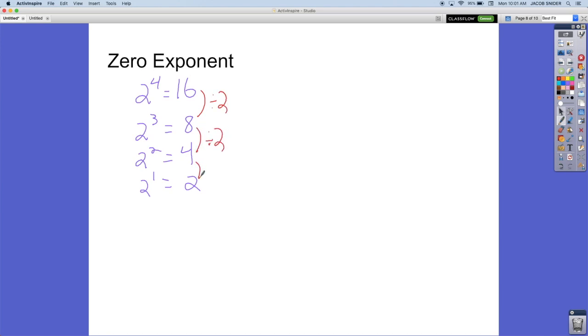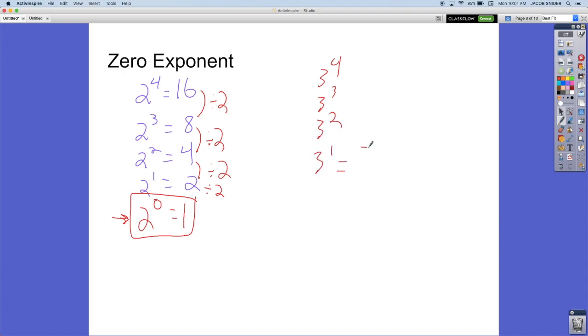So if I go one more, 2 to the 0 power, which is what I want here, if I divide 2 by 2, what does that leave me with? Leaves me with 1. Same thing with 3, okay? 3 to the 4th, 3 to the 3rd, 3 to the 2nd, 3 to the 1st, which is 3. 3 times 3 is 9. 9 times 3 is 27. 27 times 3 is 81.